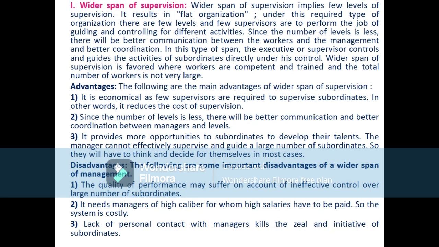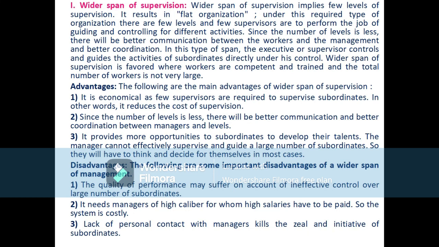So here, as the subordinates are competent people, the investment or cost an organization incurs on supervision will be reduced. Why? Because more managers are not required here. So economically it is an advantage to the organization.